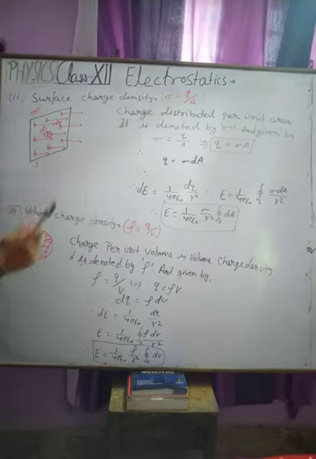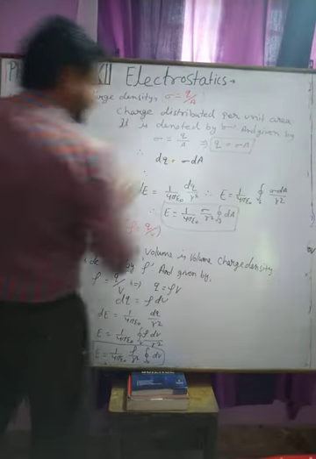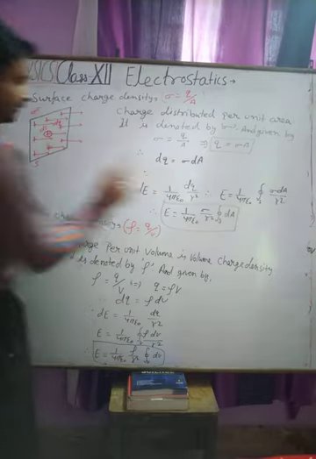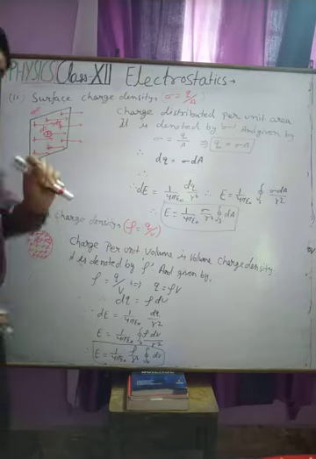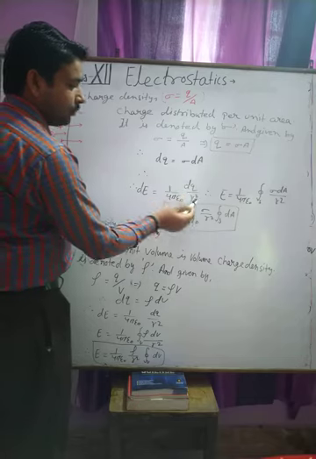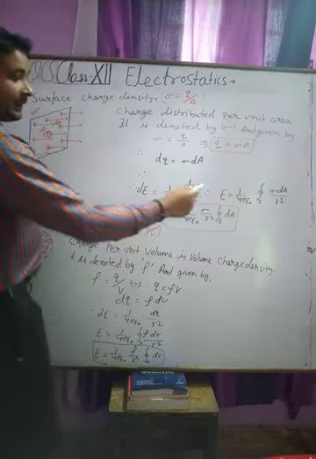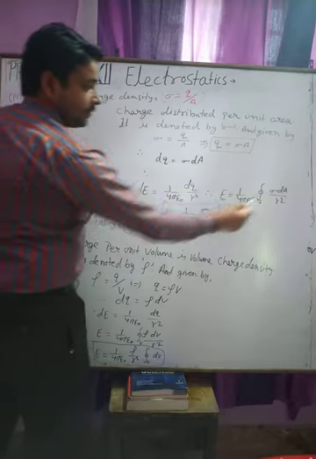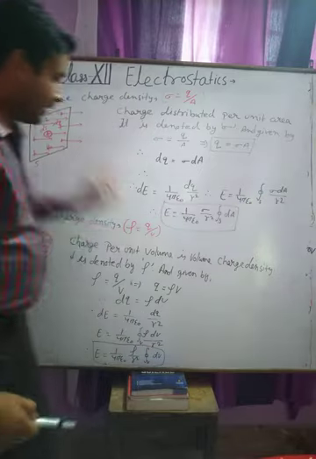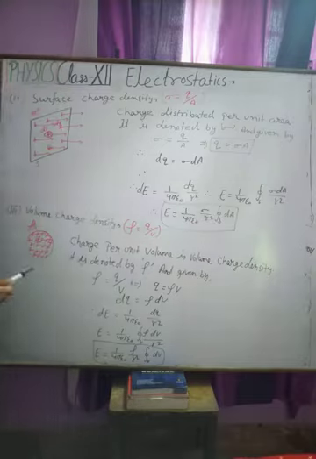Now, a small charge for a small surface dq is equal to sigma dA. Therefore, a small electric field for the small surface dE is equal to 1 upon 4 pi epsilon naught dq upon r square from the formula, and total electric field E is equal to this. Now, sigma and r square are constant for a given surface, so this is the electric field due to this.